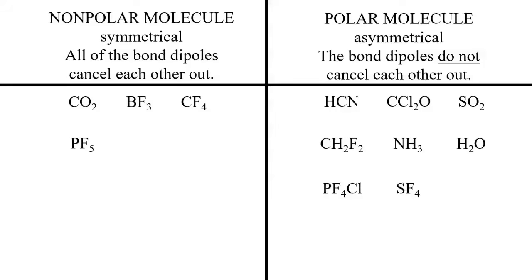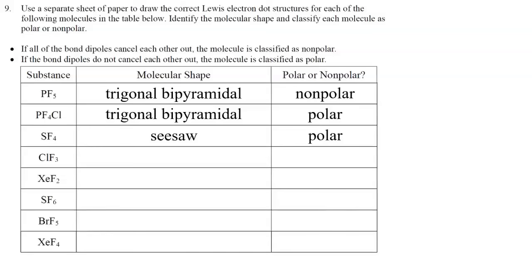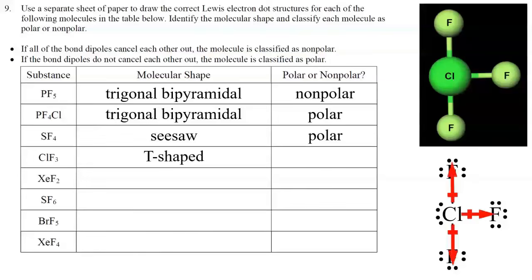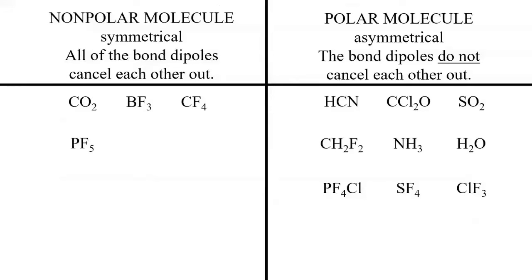The next molecule to consider is chlorine trifluoride. It's going to have 3 bonding domains and then 2 lone pairs on the central atom. So ClF3 has a molecular shape that is known as T-shaped. So it's not trigonal planar. Because of the arrangement of these bond dipoles in this T-shaped molecule, they're not going to cancel each other out. So because of the asymmetry, because of the fact that the bond dipoles in the T-shaped molecule of ClF3 do not cancel each other out, ClF3 is classified as polar.